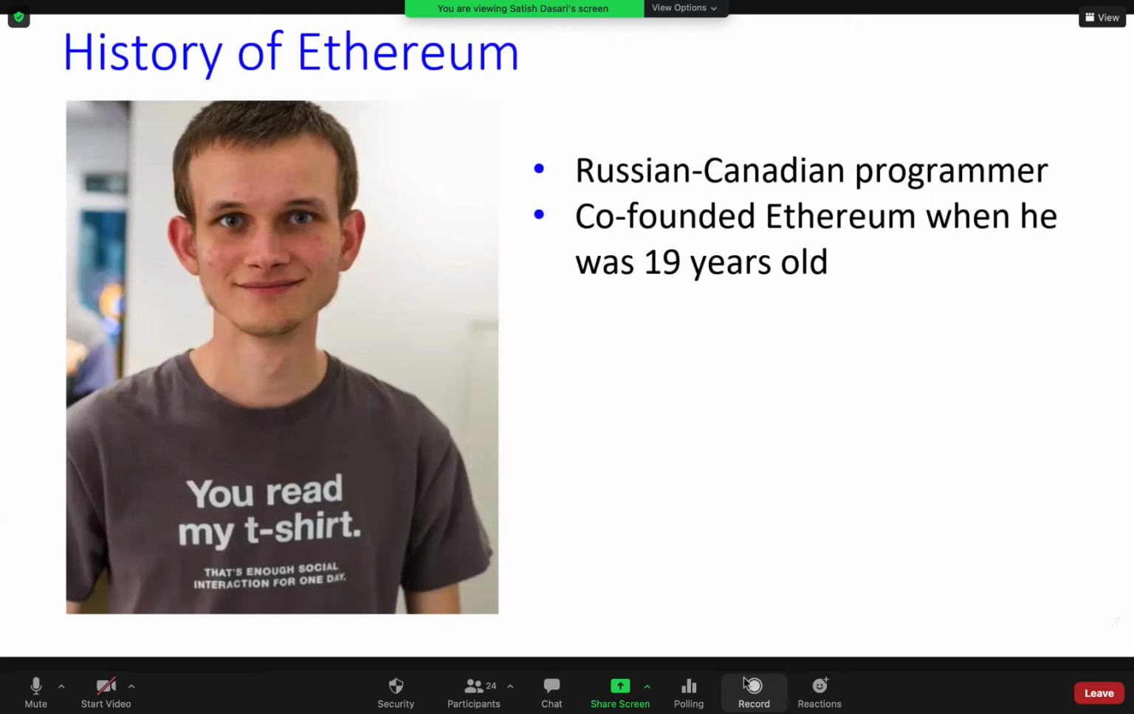So this is the history of Ethereum. Vitalik Buterin is the brainchild. He is a Russian-Canadian programmer who founded Ethereum by publishing a white paper when he was 19 years old. His name needs no introduction, at least in the blockchain and cryptocurrency space. Ethereum is just like his brainchild.